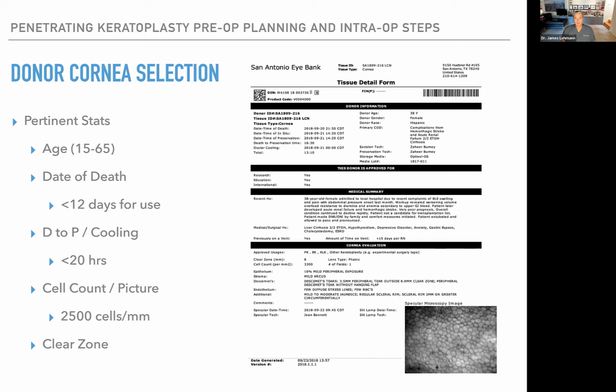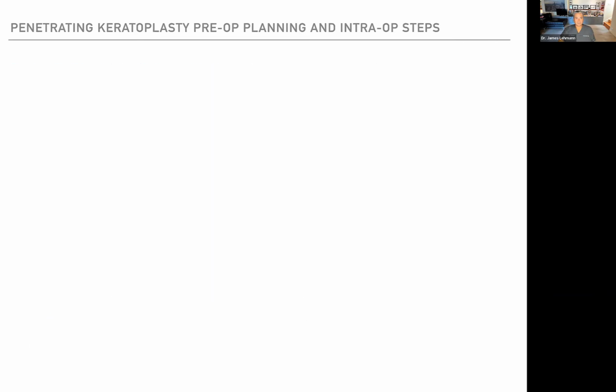And then another important thing is to look at the cell count. And in the US now we get pictures to look at the cells yourself to make sure that there's no guttata and that they're healthy and uniform. And also you need to look at the clear zone, because if you're going to do a larger type graft, you need to make sure that the diameter of the clear zone is sufficient for your purposes. So this is just a brief version of the donor selection criteria, okay?